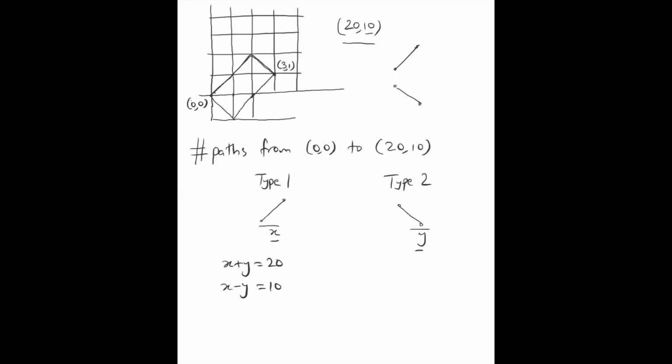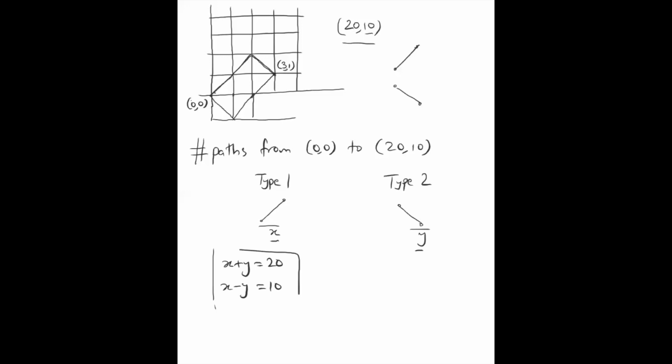The reason I'm writing X minus Y here is that there are X type 1 movements, and they all take him 1 unit upwards, so they in all contribute X units upwards. Type 2 movements take him 1 unit downwards, so they in all contribute minus Y units upwards. It's another way of saying they take him Y units downwards.